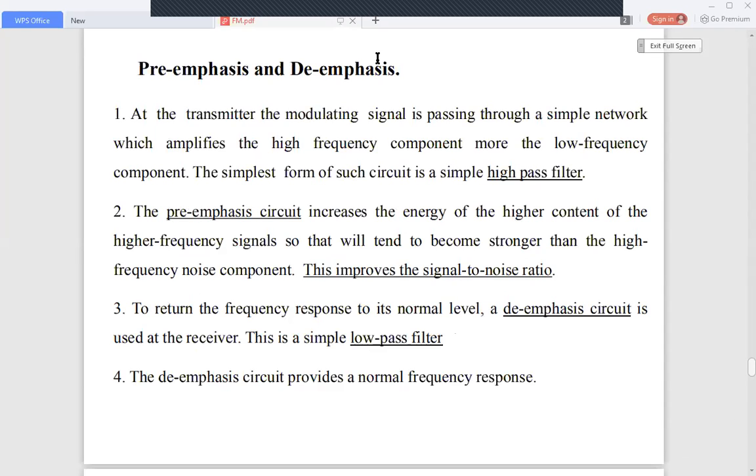Now, another important topic is pre-emphasis and de-emphasis in FM. This will be discussed in my next lecture.